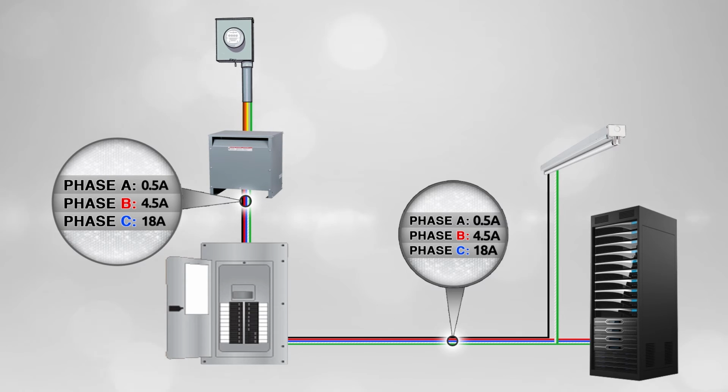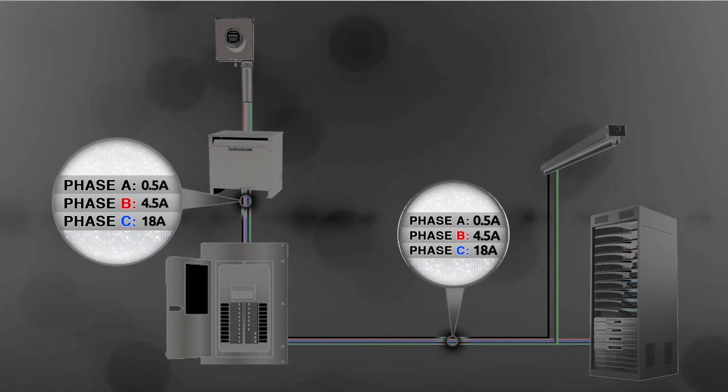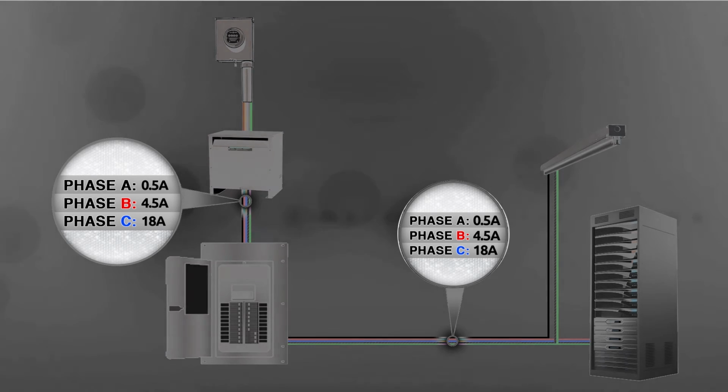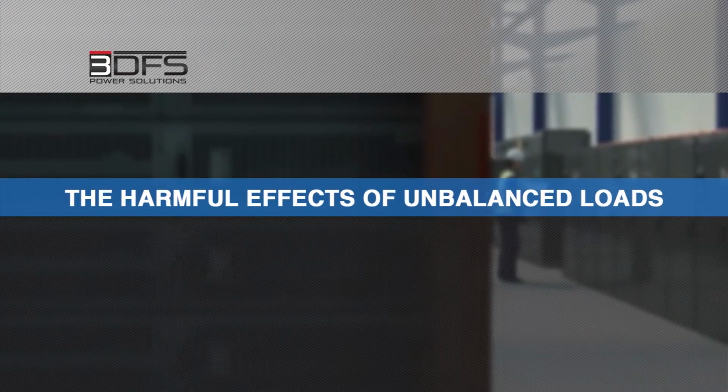We have exaggerated the load imbalance in order to demonstrate the effectiveness of the automatic phase balancing feature of 3DFS technology. In a typical data center, the imbalance is not as substantial as this, but is always present due to the non-linear nature of server rack power consumption. Please note that the power drawn on each phase from the transformer is identical to the demand on each phase.